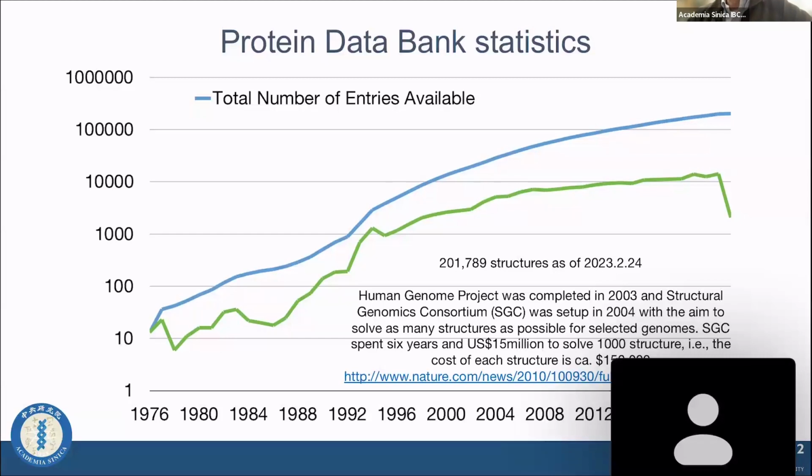But to invest in the structural genomics consortium, on average, it would cost over $150,000 per structure. So in fact, nowadays we have over 150,000 protein structures deposited in the Protein Data Bank. So this is really a gold mine that is waiting to be explored by all kinds of scientific disciplines.